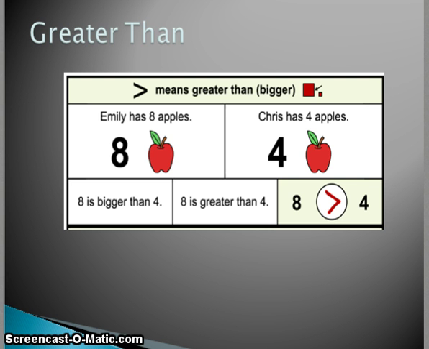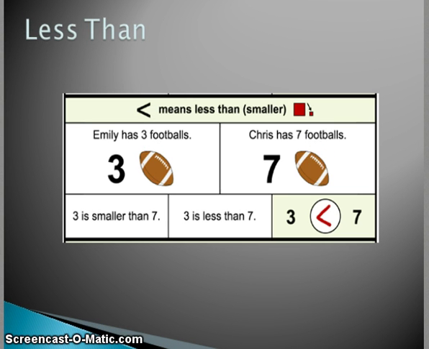All right, so greater than, here's an example of greater than. Emily has 8 apples. And Chris has 4 apples. So 8 is bigger than 4. 8 is greater than 4. So we use this sign right here. The larger side goes by the 8 and the smaller side by the 4. And you'll see when we get to our other examples too.